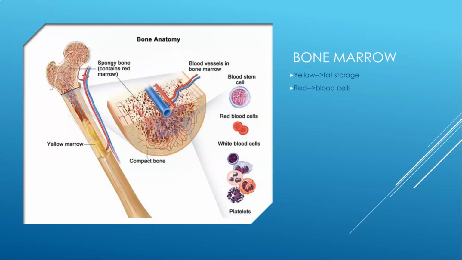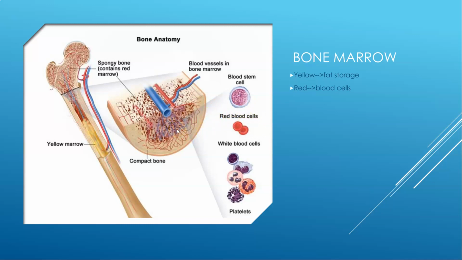Inside there's two types, yellow and red. Yellow is fat storage, kind of the fatty marrow. And usually when people talk about bone marrow transplants, bone marrow donations, and whatnot, it is going to be with the red. All right, the red bone marrow is what's producing your blood cells, both red and white. So you're going to have some immune cells formed there, and then your regular hemoglobin red blood cells that are going to be transporting oxygen through your blood.